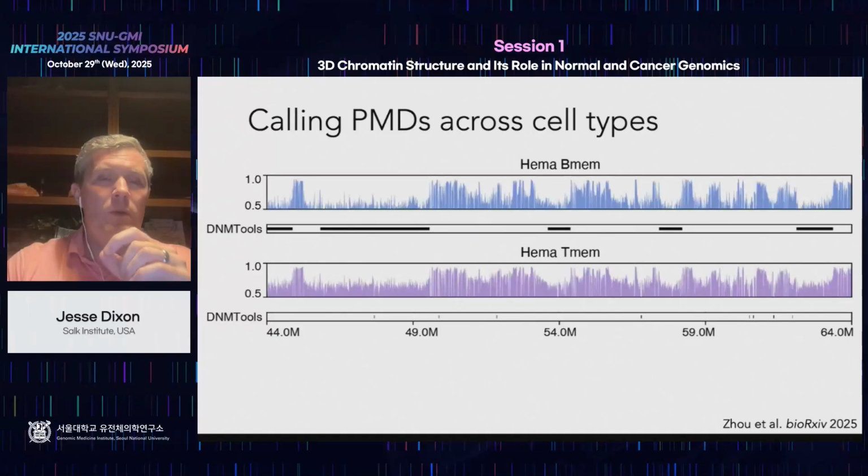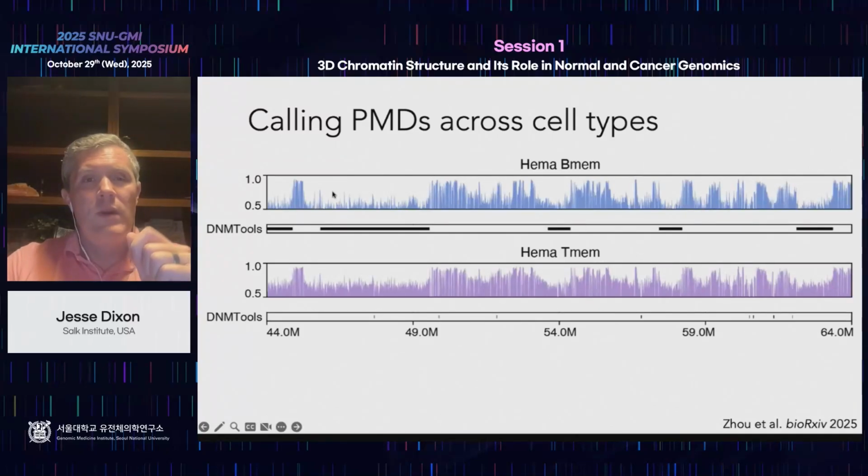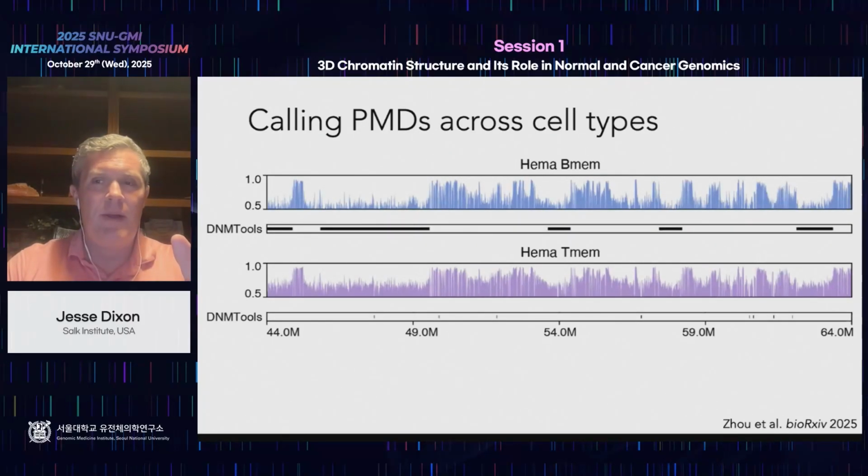When we used existing tools to find where these partially methylated domains were, we could find regions of the genome where these methods work quite well. They can identify these regions of hypomethylation. But in other lineages, these tools didn't work as well, and it became hard to explain or understand why these were having lineage-specific effects.